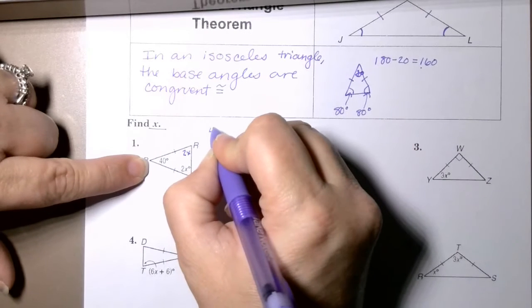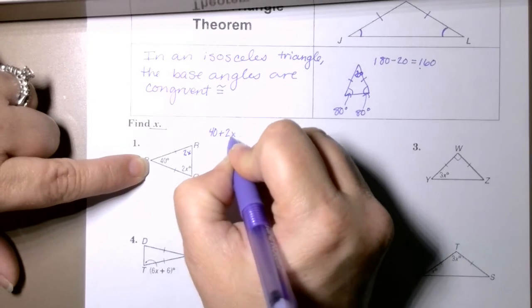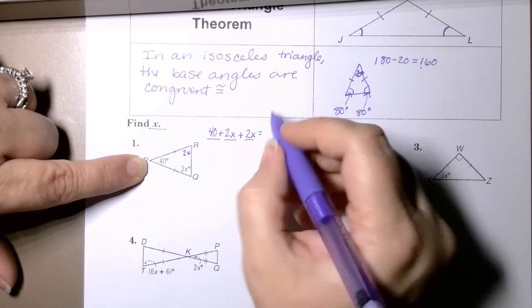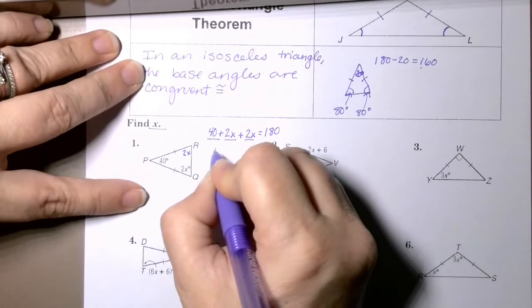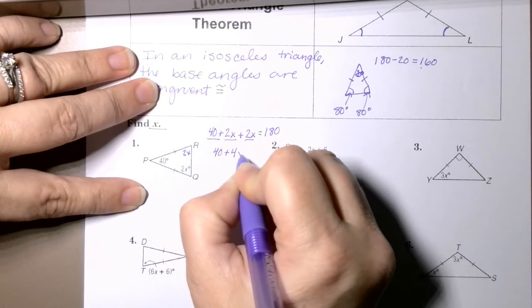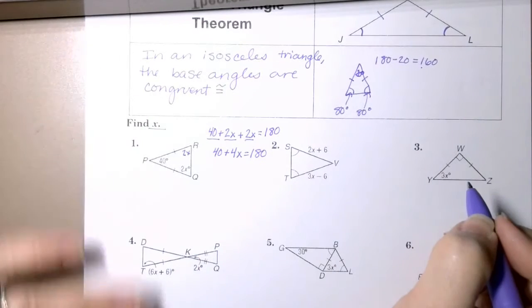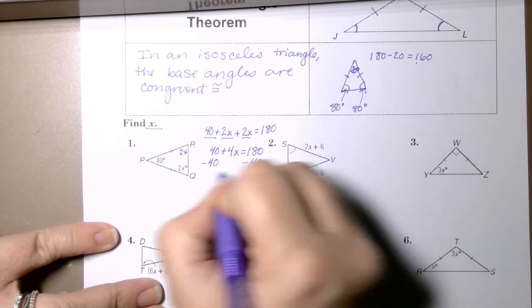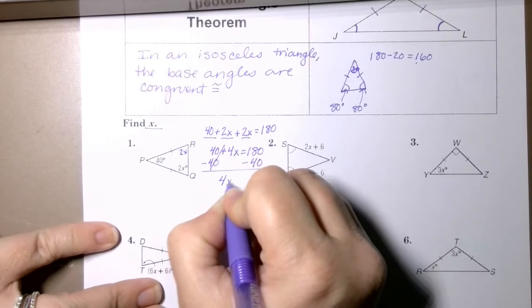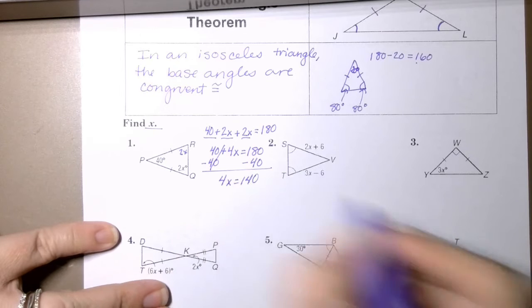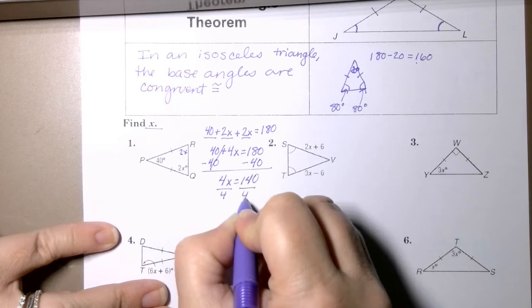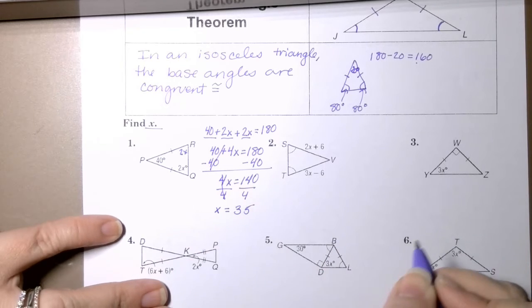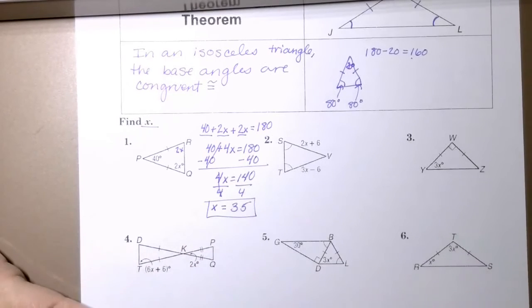So what can I do? I can say that 40 plus 2x plus 2x, those are my three angles, equals what? 180. So 40 plus 4x equals 180, what would I do then? Subtract 40. So 4x equals 140. Now what? Divide by 4. And what does x equal? 35. Is that a degree? So it's just x equals 35.